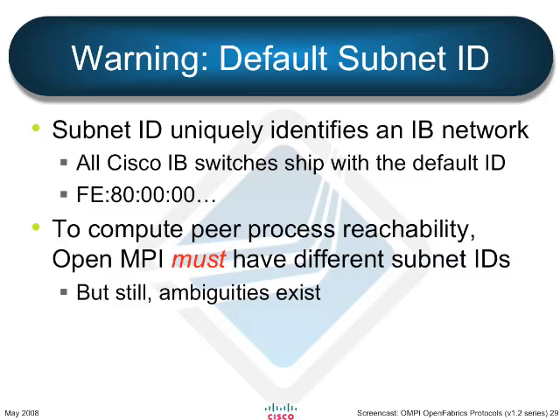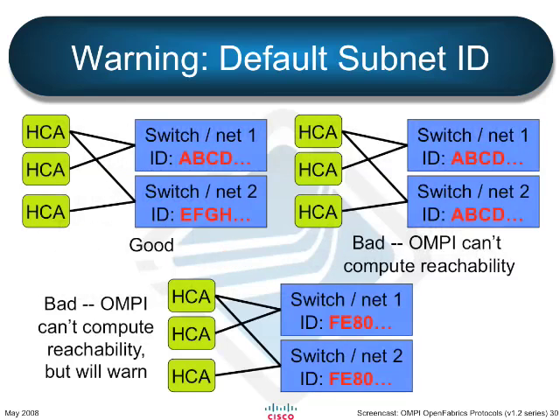But still, ambiguities exist. So let's look at this pictorially here. Let's start in the top left corner. You can see I have two switches, and the switches are not connected together. But I have 3 HCAs, so you can see the connection pattern there. It's a little non-uniform and kind of contrived for this slide. On switch 1, I have a subnet ID of ABCD, and on switch 2, it's EFGH. This is good. Open MPI can properly compute reachability in this scenario.